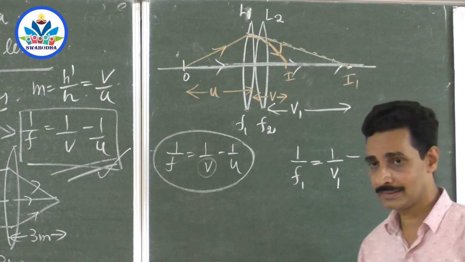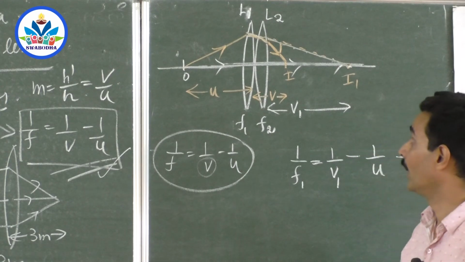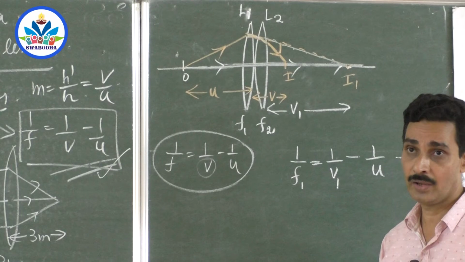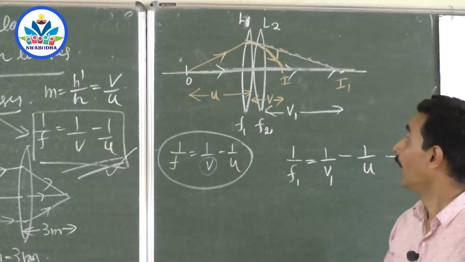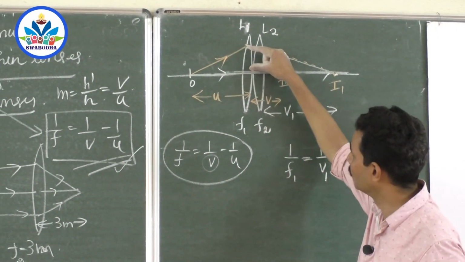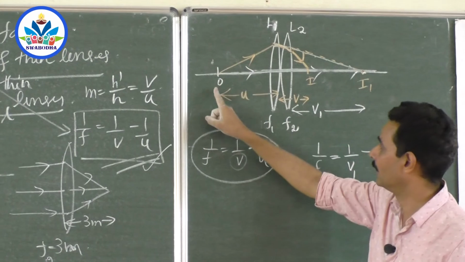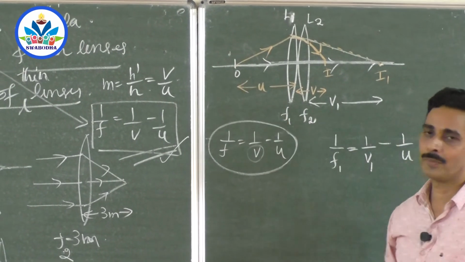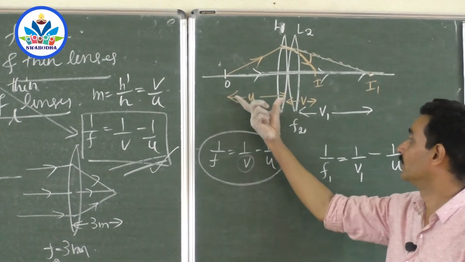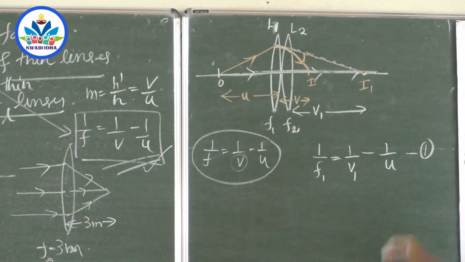Now ask the first lens, lens L1: do you have any object in front of you? Yes, sir. I receive two rays of light, and those rays are produced backwards and they come from O. So O is the object for me and u is the object distance. Okay, we have written this.